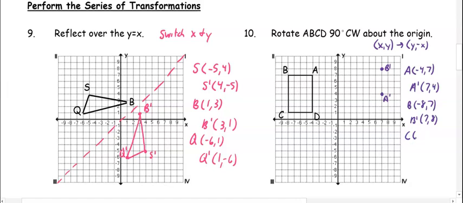C is at (-8, 1). So C prime is going to be at (1, 8). D is at the coordinate (-4, 1). So D prime is going to be at (1, 4). And then that would complete our box.